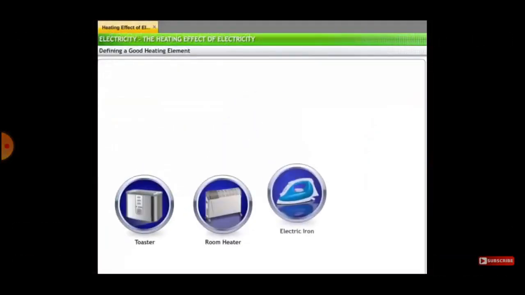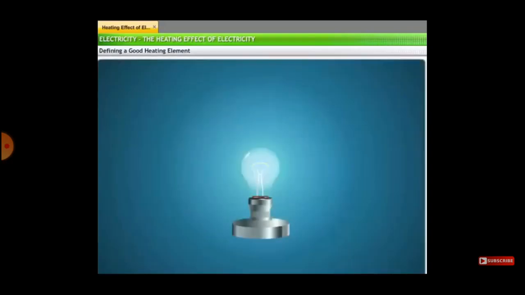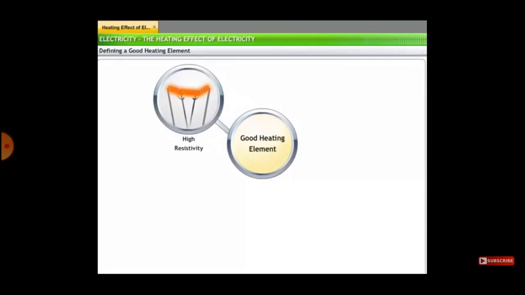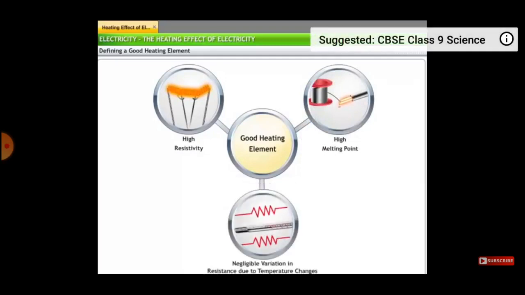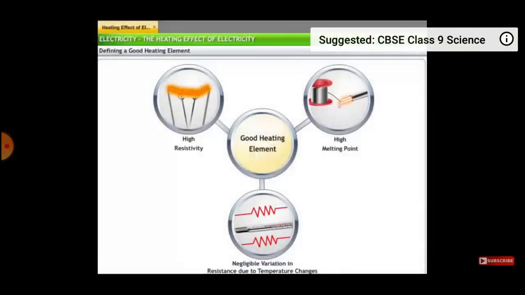The electric appliances based on this heating effect of electric current are the toaster, room heater, electric iron and bulb. See, the bulb is made with a heating element. The heating element is tungsten. So how do we prepare a good heating element? The heating element should have a high resistivity, a high melting point, and negligible variation in resistance due to temperature changes.